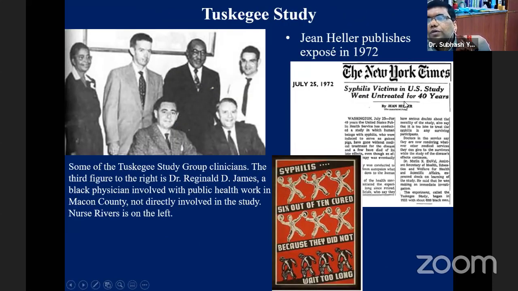And in 1972 the news was published in the New York Times. After that, the whole world became aware of what was happening.